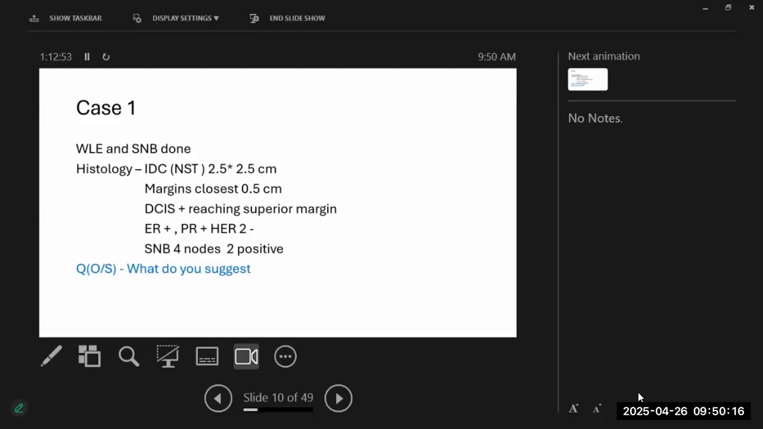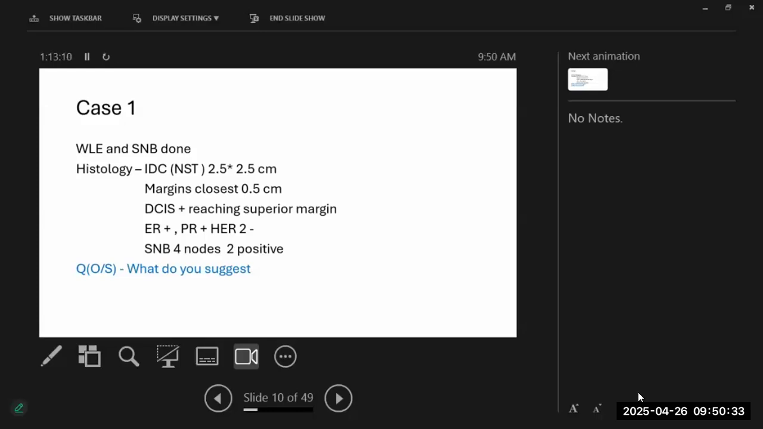But with 1 node, we don't formally include the axilla, still the level 1 group will get radiation and the lymphedema risk will be the same. It will not be changed because we will not be including level 2 and 3 purposefully.